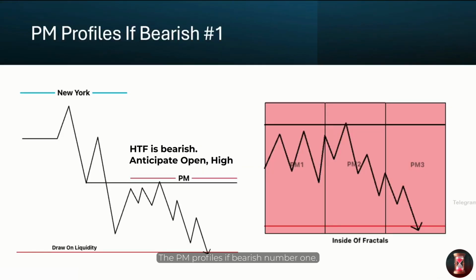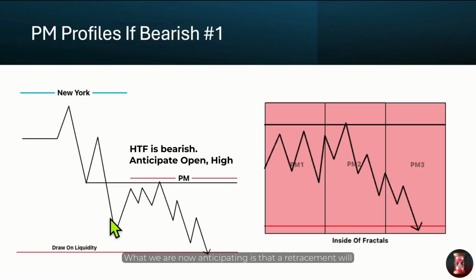The PM profiles if bearish, number 1. What you can see here is that during New York, we open high and we then see an expansion towards the downside taking place. Notice that the market continues to expand towards the downside and eventually it forms a low in advance of the drawing liquidity above this red line. This is the engineering of sell-side liquidity which is taking place.